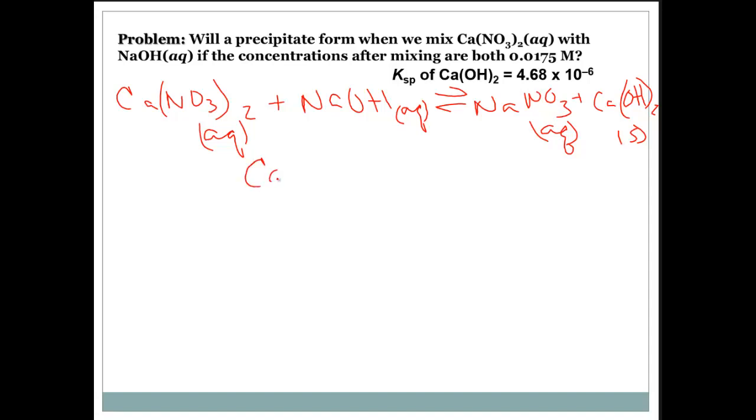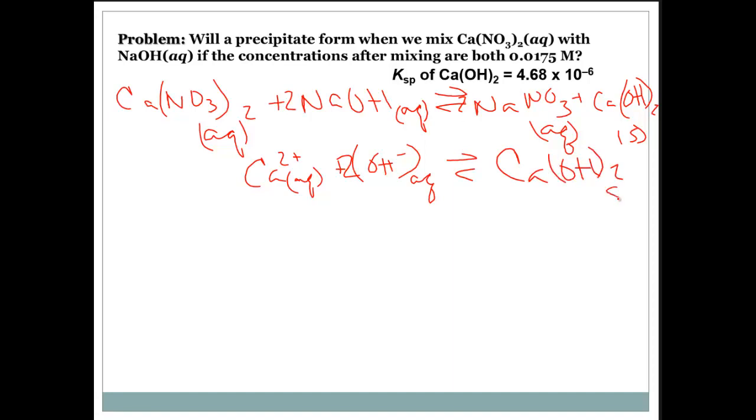Ca2 plus aqueous plus OH minus aqueous. Because it's a plus 2, that means I need 2 of those, producing CaOH2. Alright, so from here I need to figure out what the reaction quotient is.